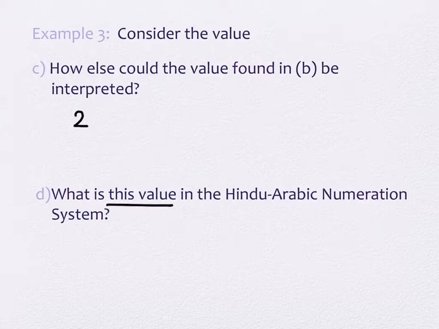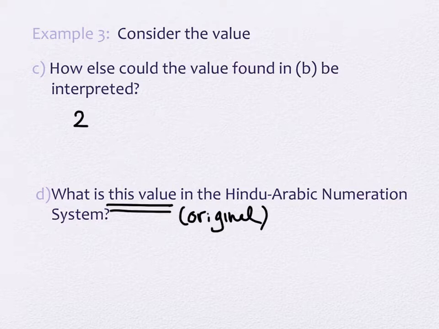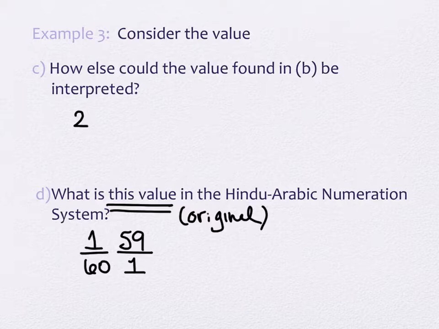Now, when it says this value, again, it's referring back to the original value. The original value that we had was a triangle, 5 arrows, and then 9 triangles, right? And we talked about the fact that that was 2 place values. There was 1 triangle here, and you and I counted 59 in the second place value. So far, so good? This is the ones place, this is the 60s place. So think about what we do in our system.